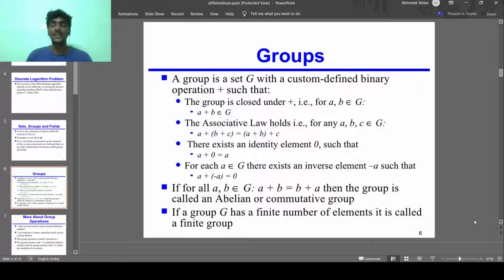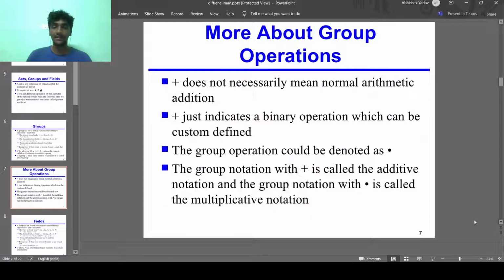If a group G has a finite number of elements, then it is called a finite group. So, more about group operations. Plus does not necessarily mean normal arithmetic addition. Plus is just a symbol for an operation, and plus just indicates a binary operation which can be custom defined.